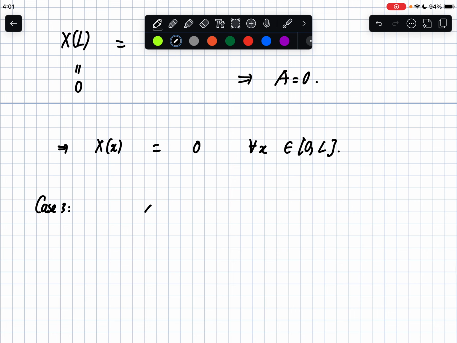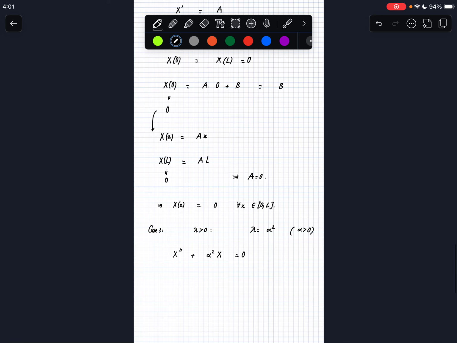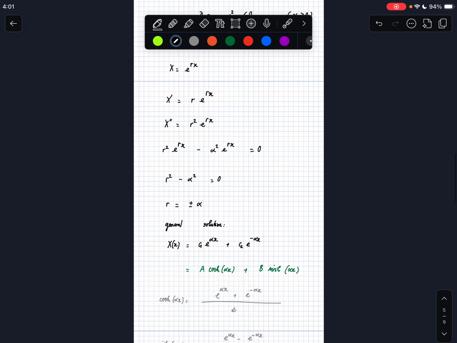Lambda positive, and I write down lambda as alpha square. I choose alpha positive. And again we solve x double prime plus lambda x equal to 0, that is, plus alpha square x equal to 0. And you do exactly the same methods as the first case, and you have exponential, similar as before.